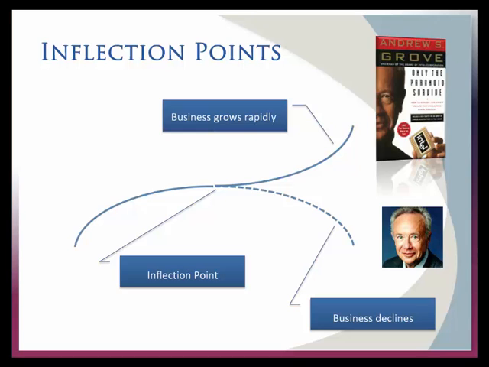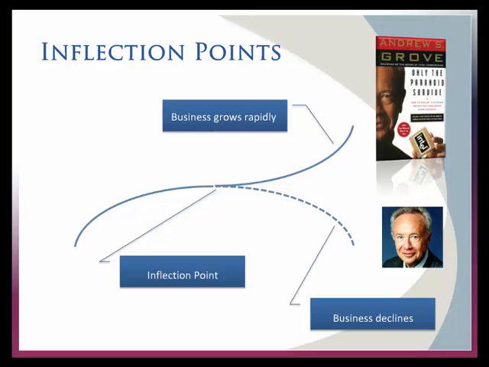I'm going to reference Andy Grove's book called Only the Paranoid Survive, which is an optional book on your reading list, but I highly recommend it. It's an excellent book. But he talks about these things he calls inflection points, where you'll notice that at that inflection point, which is a business decision, if you make one set of choices, your business can grow rapidly, and if you make another set of choices, your business can decline.